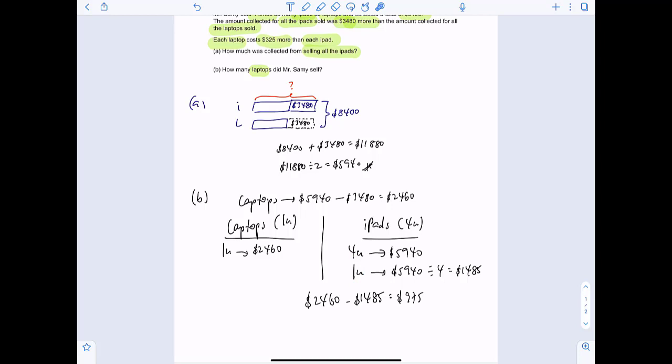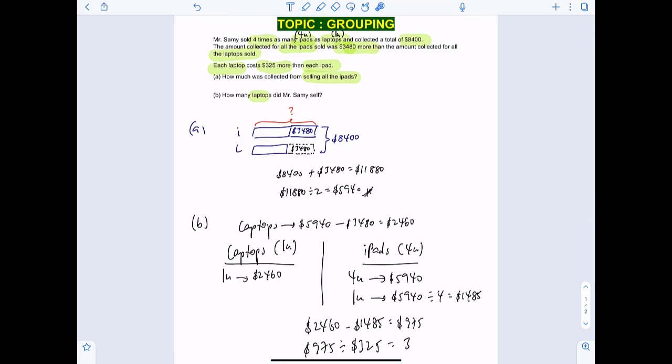From here, we are able to say that inside 1 unit of laptops and inside 1 unit of iPads, there is definitely more than 1 laptop and 1 iPad. Why? Because if there is only 1 laptop and 1 iPad, then the difference would have been just 325. Definitely there is more than 1. So how many items are there in 1 unit? We need to do a division. 3. So basically this 3 tells us that in 1 unit of laptops, there are 3 laptops, and in 1 unit of iPads, there are 3 iPads.